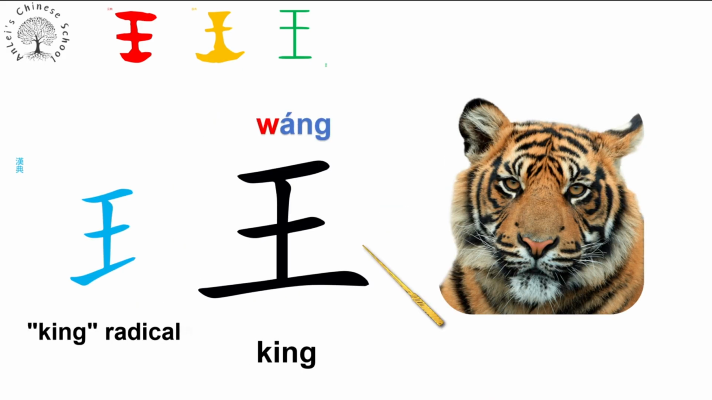Chinese people regarded the tiger as the king of the beasts because there's a pattern on the tiger's forehead that resembles the character Wang, king. So the tiger was born to be a king. As a radical, we call it Wángzìpáng, king radical.